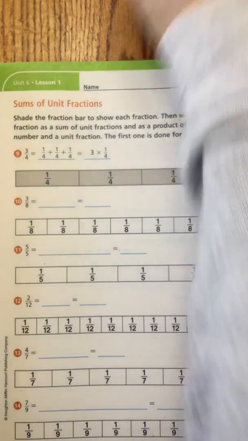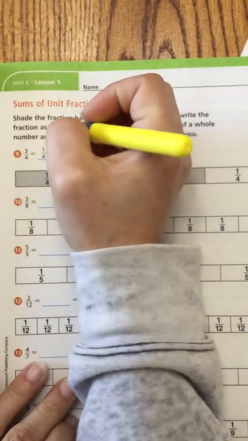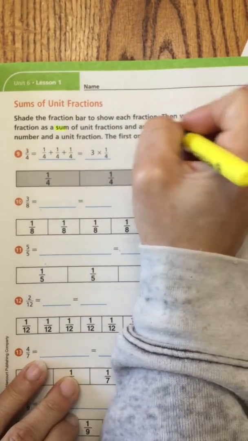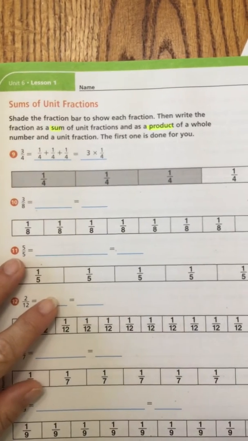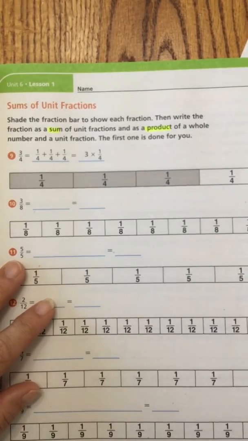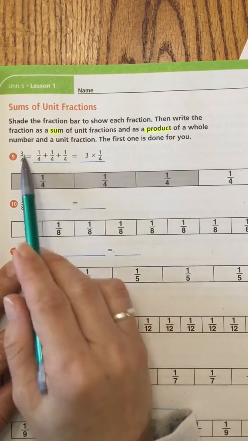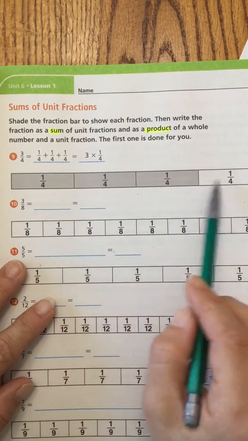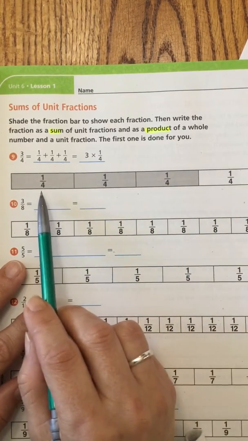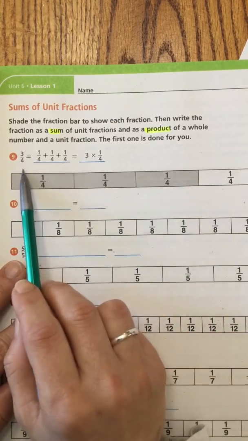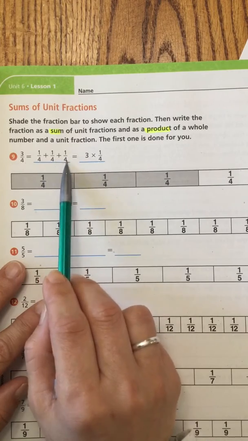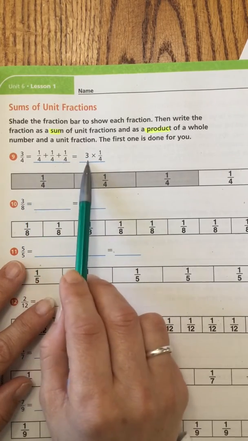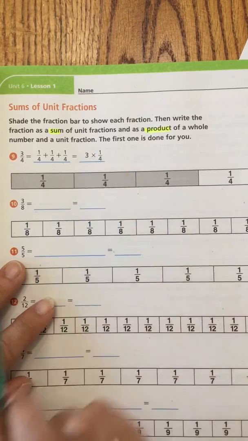So let's look at 2 of these words. And you hear me say them all the time. Sum and product. Sum means to add and product means to multiply. And they did this first one for us as an example. So if I look at this, it's 3/4, so it has 1, 2, 3, 4 equal parts. And it's shaded 3. So we know it's 3/4. Well, they want us to write the addition. So 1/4 plus 1/4 plus 1/4. So there's 3. So 3, the product of 3 and 1/4.